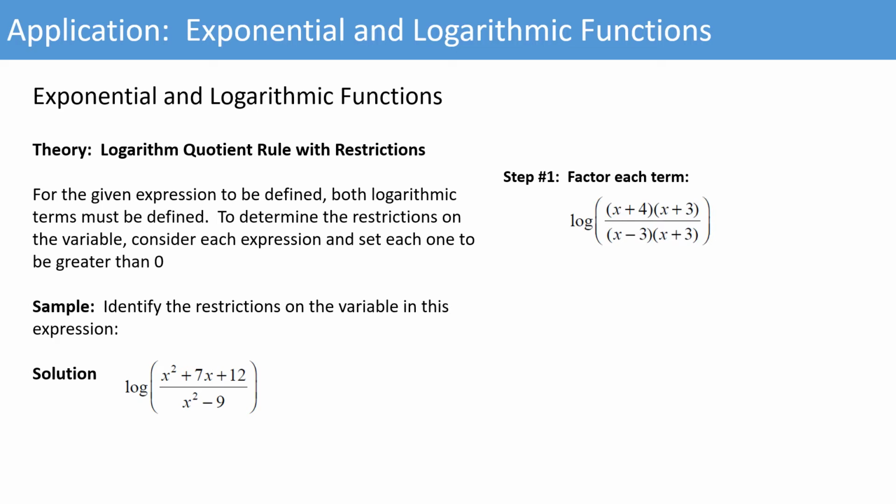So if we take a look at x squared plus 7x plus 12, we must find two numbers that multiply to give 12, but add to give 7. We find those numbers to be x plus 4 and x plus 3. Now we're going to look at the denominator, x squared minus 9, and that will give us x minus 3 times x plus 3.